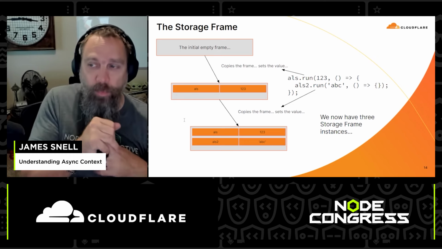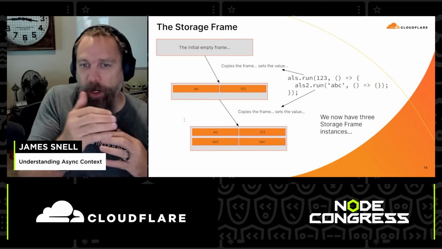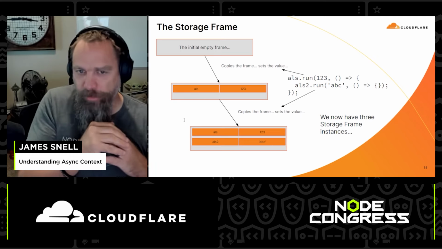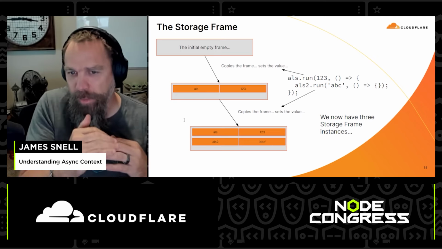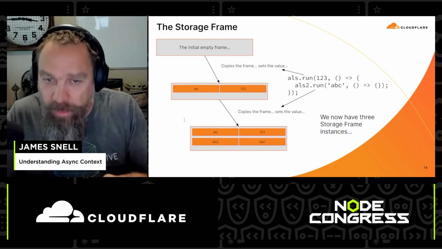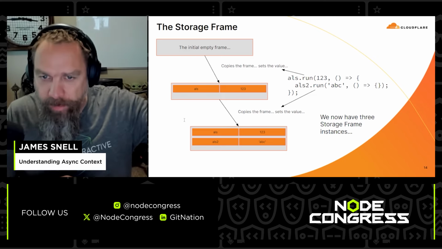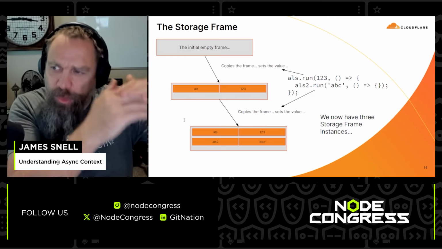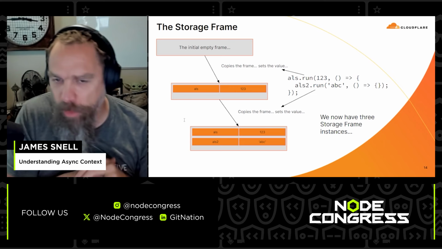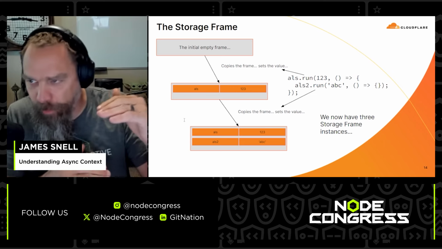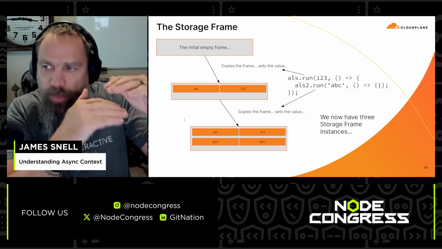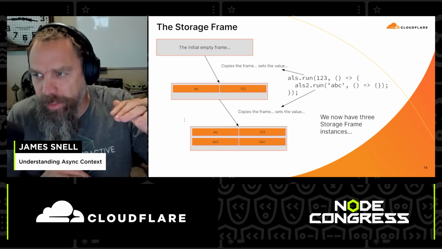ALS run has been called twice within, right? Inside this second ALS2 run, it's this third frame that actually becomes the current. The other 2 still exist, right? They haven't gone away yet. All right, so we're essentially creating a stack of these frames, these copies of these frames, and each copy is setting a new value in that map.